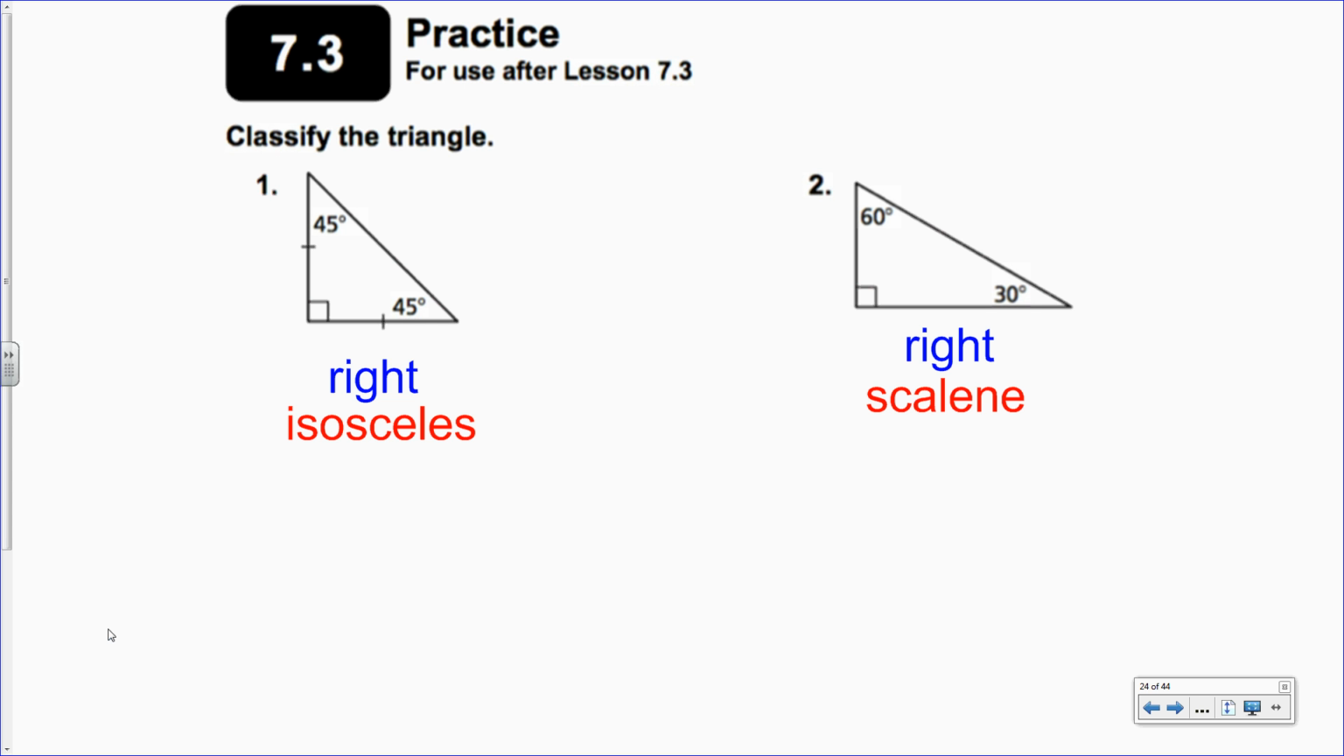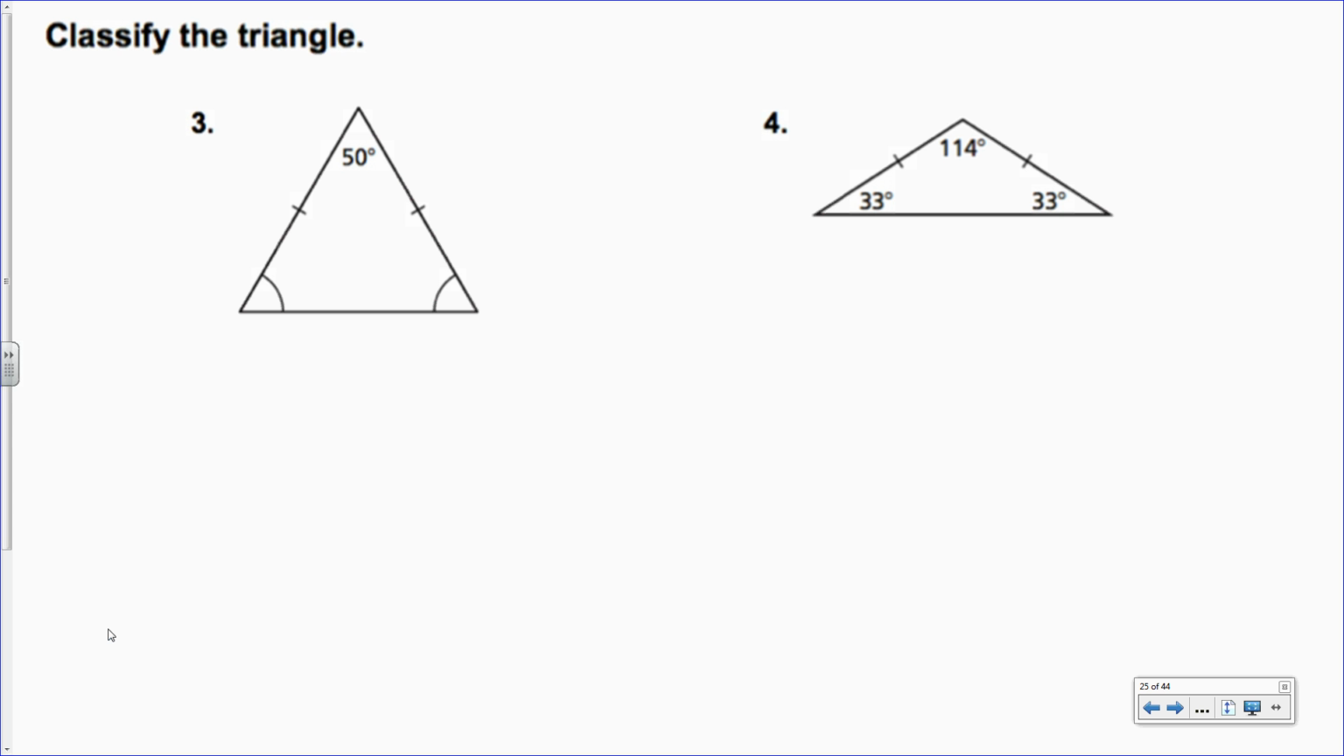Number 2 you should have said was right and scalene. None of the sides are the same. Number 3, you should have said acute because none of them are over 90 degrees. And you should have said isosceles because these two are the same. Now we can find these two angles down here because all of them add up to 180 as we've talked about. And so 180 minus 50 gives you 130. So these two together have to be 130 and they're both the same size. So you just cut 130 in half and they're both 65. So they indeed are all acute.